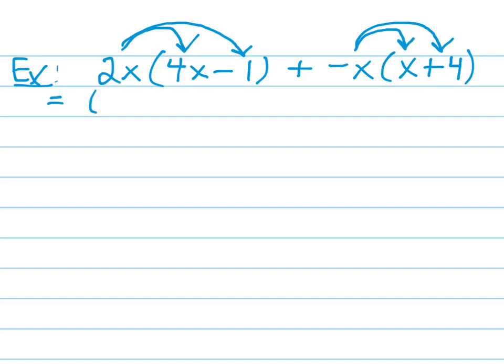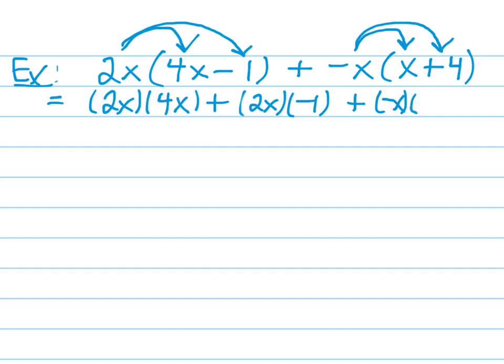So I have 2x multiplied by 4x, and then plus 2x times negative 1. Then plus, so I got to be careful and really watch my negatives with this one, because I got negative x times x plus negative x times 4.